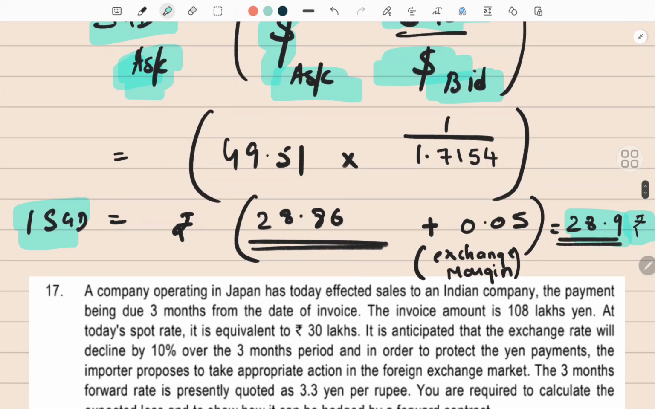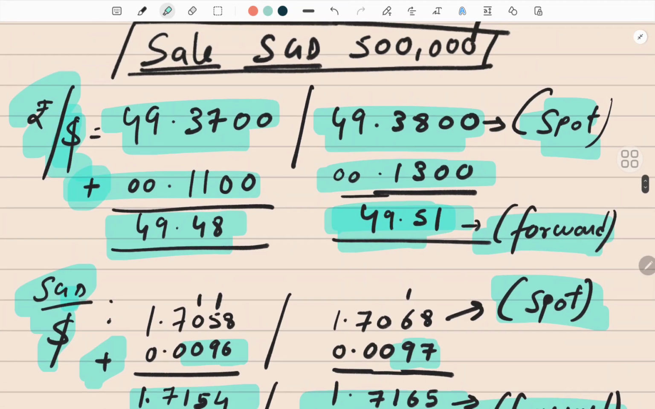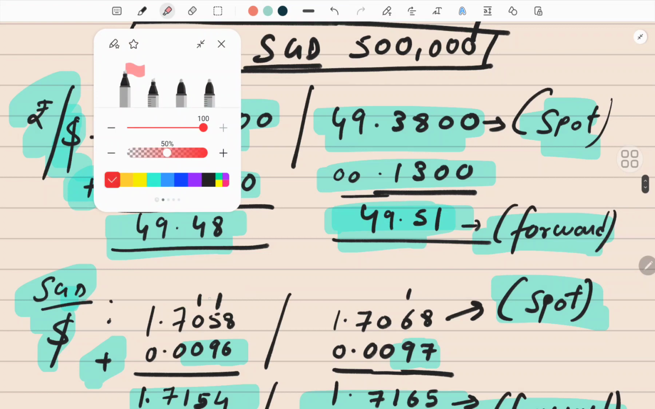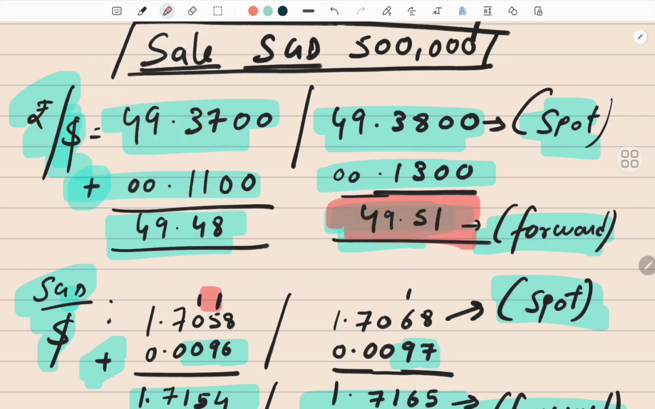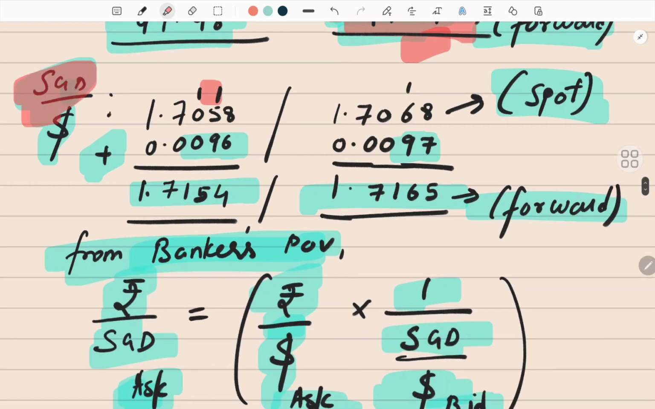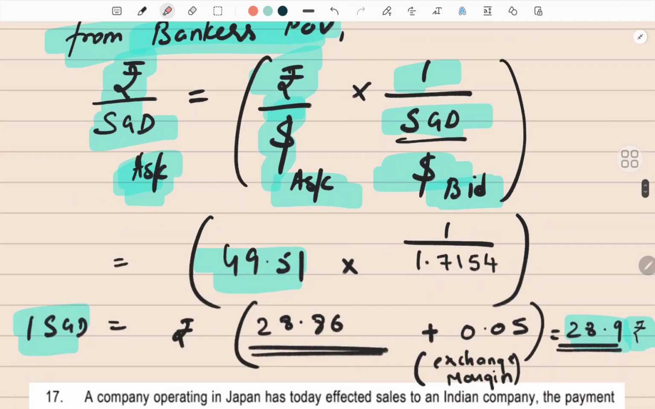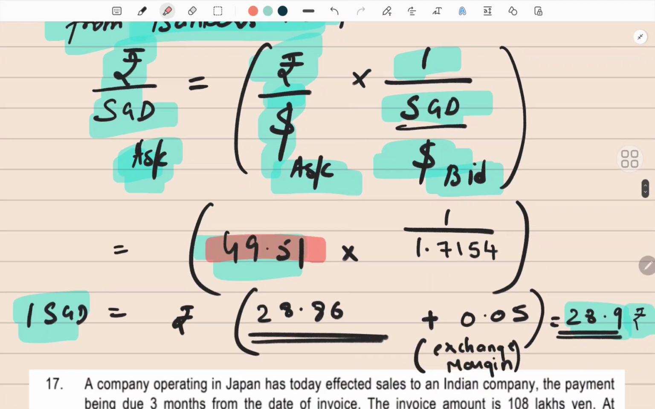So the next part: the ask was 49.51. If we go here and use another highlighter, 49.51 is the higher rate, out of 49.48 and 49.51. So we select this as the ask rate of rupee by dollar. Then we have STD by dollar. We do not have dollar by STD, so we took the inverse, 1 upon STD by dollar, which will give me a dollar by STD, but then we have to take the bid part. Bid is the smaller rate, so we take this particular rate, and then 1 upon this. Do not forget that inverse, 1 upon.